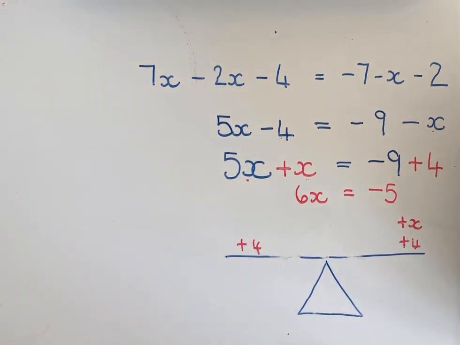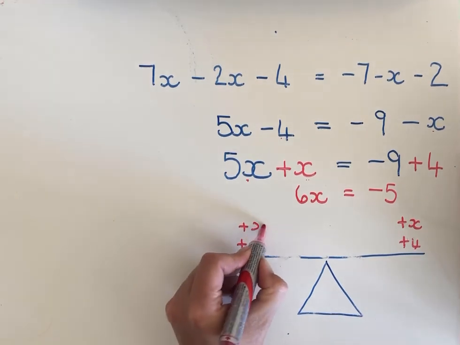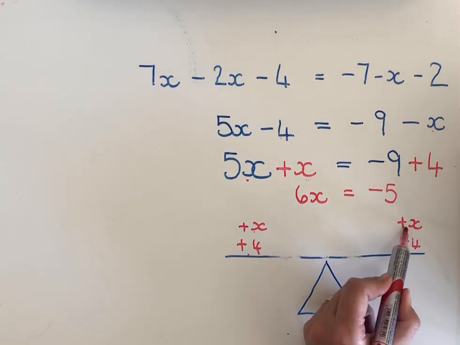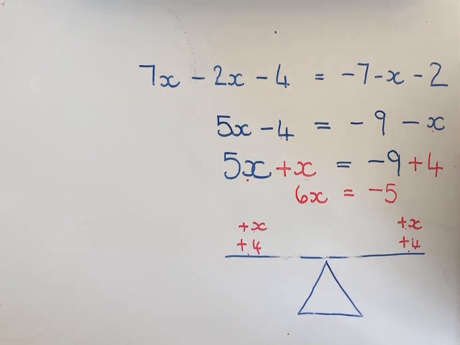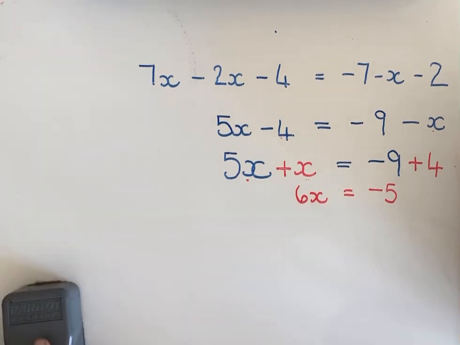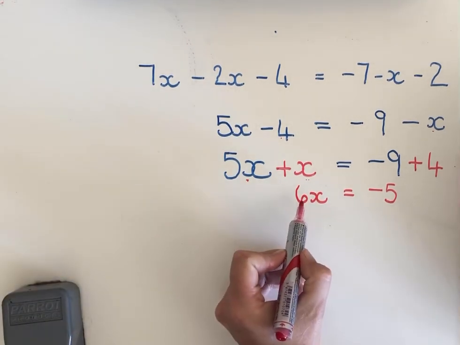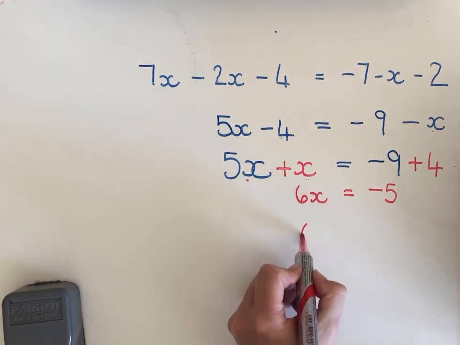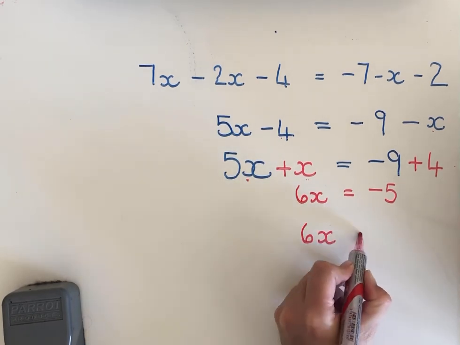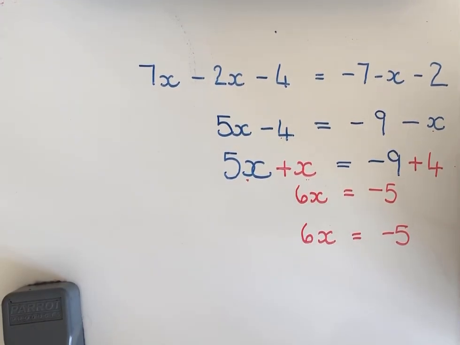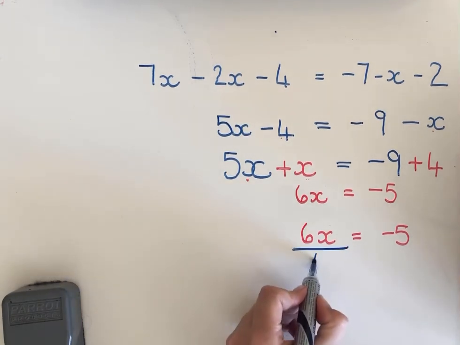Okay, so far, what did we do? We added 4 to both sides and we added x to both sides. Right now, we have 6x is equal to minus 5. So let me just give us a bit more space. Okay, we do not want 6 times x. We want x to be on its own. So what is the inverse operation of timesing by 6? It is dividing by 6.